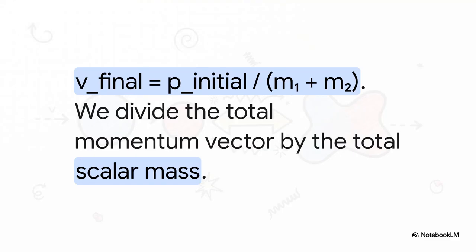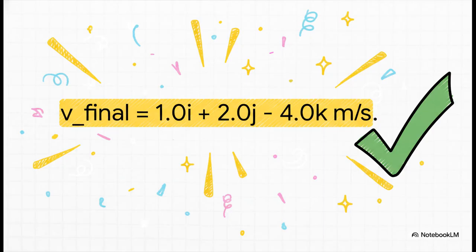Awesome. Now we just go back to that master equation we built and rearrange it a little to get v final all by itself. All we have to do is take that total initial momentum vector we just calculated and divide it by the total mass of the combined particle. And voila! There's our result. After you divide each component of the momentum by the total mass, which is 0.003 kilograms, you find that the final velocity is 1.0 i plus 2.0 j minus 4.0 k. And of course, don't forget the units, meters per second. We found the final velocity vector.